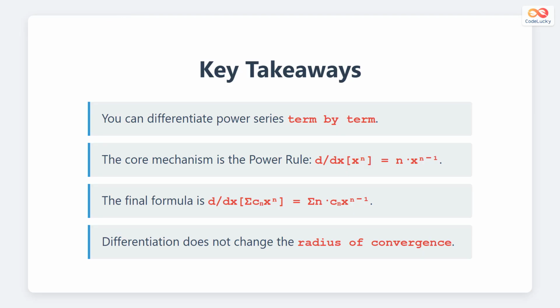To summarize, there are 4 key points to remember. First, you can differentiate power series term by term. Second, this process relies on the simple power rule for derivatives. Third, the general formula for the derivative of a power series is the sum of n times c sub n times x to the power of n minus 1. And finally, the radius of convergence is the same for both the original series and its derivative.